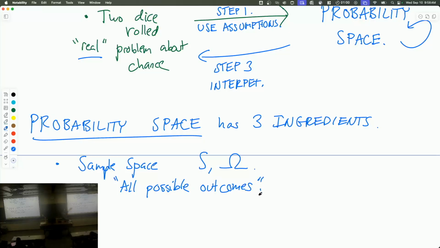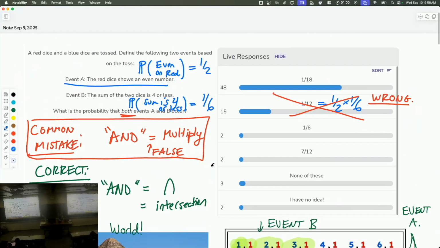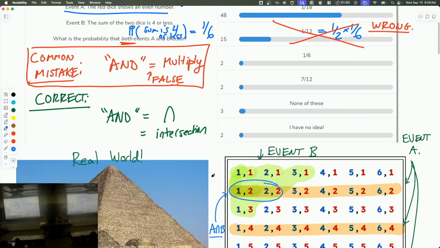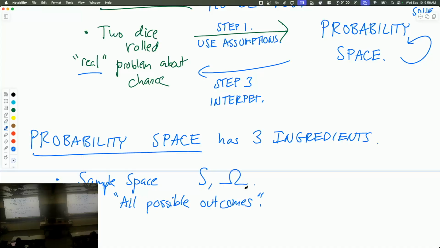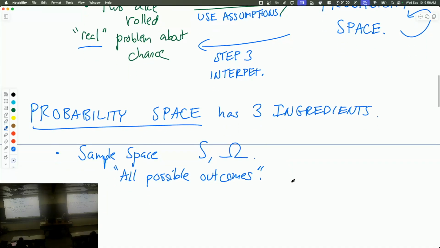I kind of like to think of this as the multiverse of all the different ways the universe could unfold in our problem. When you roll 2 dice, the universe sort of splits into 36 possibilities, right? And in some of those possibilities, the dice have different values. The sample space S, or also called the space omega, which is kind of a cool way to say the multiverse, is all the possible things that can happen. And the items are sometimes called outcomes or events.